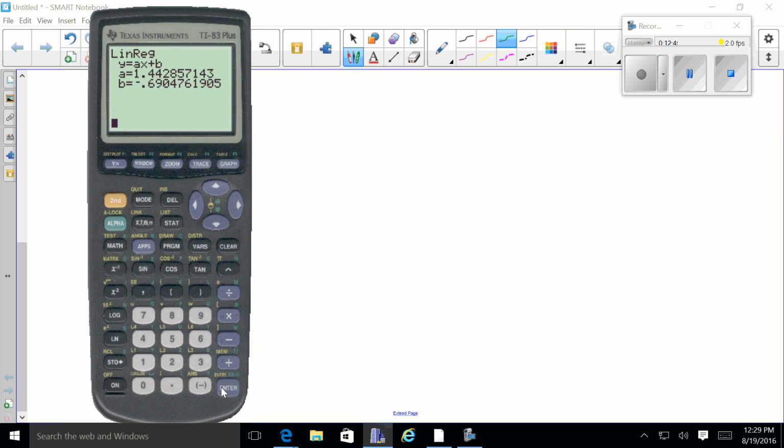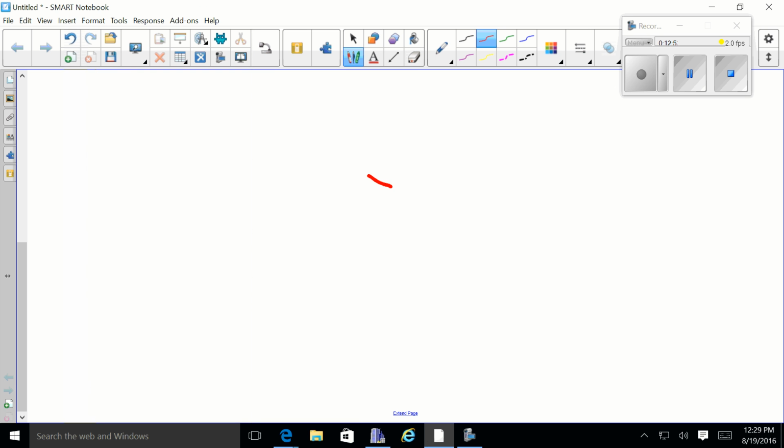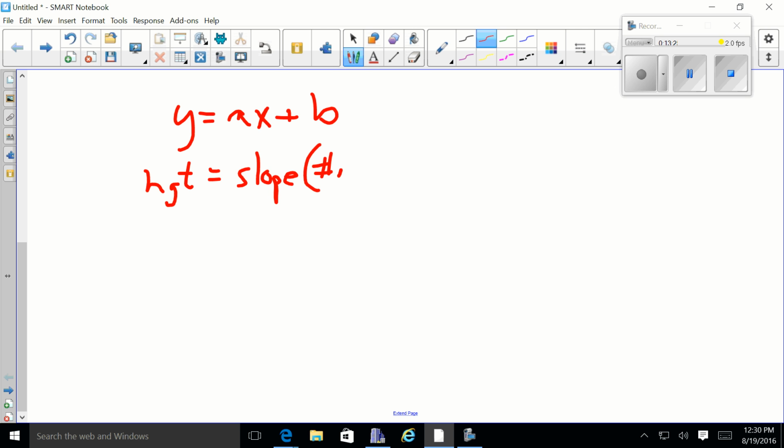The calculator is going to disappear though. Okay? So when I do that, I have y equals ax plus b. Y stood for your height. So this is going to be my height here. A was my slope. X was my number of Mentos. And B was my y-intercept.